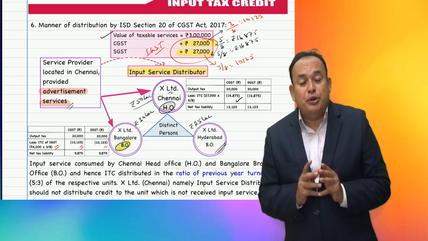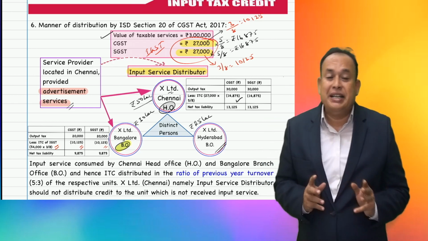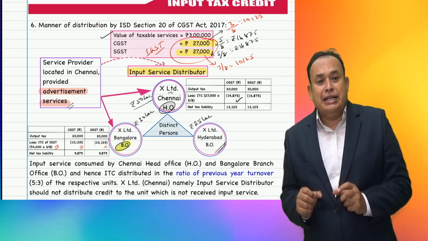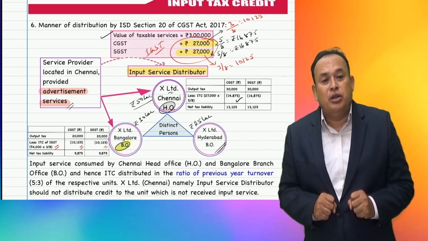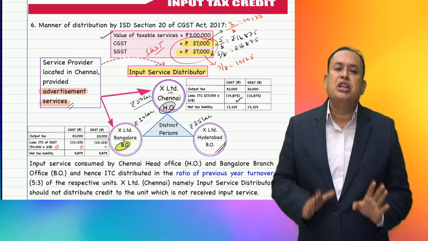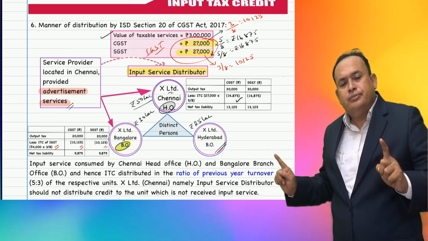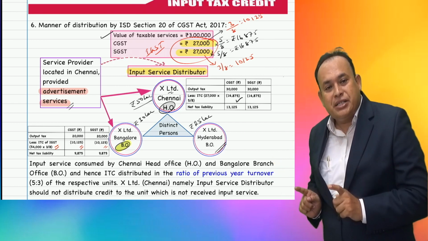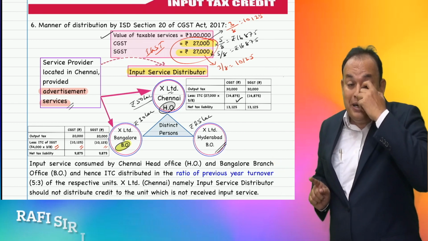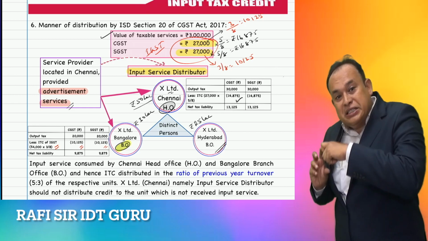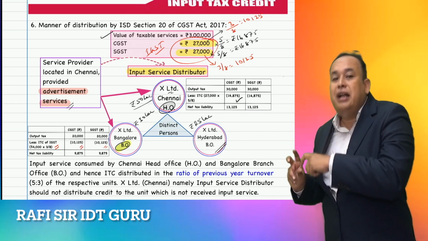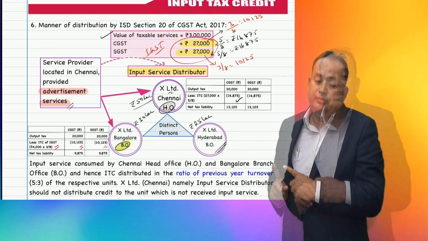Sir, input service distributor asking a doubt: in a case where the credit is ineligible, do you want to distribute the credit? Yes, it may be eligible credit or ineligible credit, distribute the credit as per the turnover basis. Then the recipient of that particular credit, if it is not eligible to them, should not avail the ITC.